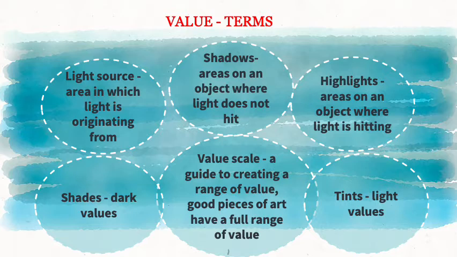So we have here the light source, which refers to the area in which the light is originating from. And then we have the shadows, which refers to the area on an object where light does not hit. So that's why it created some shadows. And then we have highlights, or the area on an object where light is hitting. And then we have shades, the dark values.